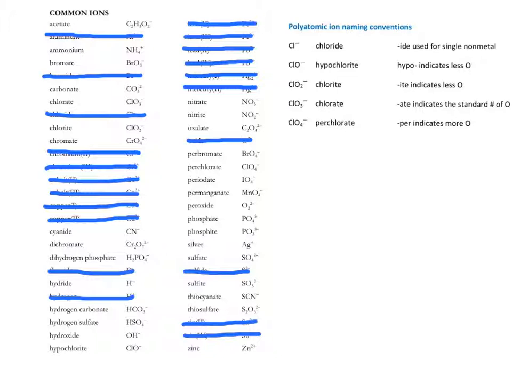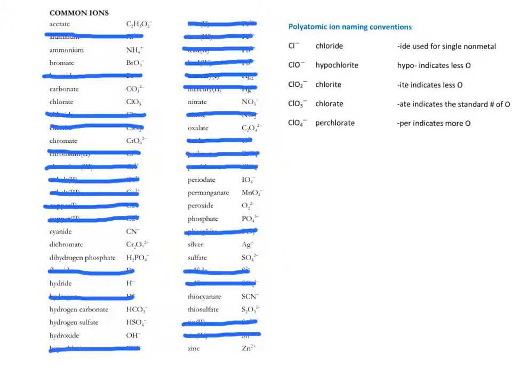So what I would suggest then as you're going through and working on these and trying to memorize them is really only focus on the ones that have ate and that don't have the prefix per there. And so it's going to cross off a whole bunch more on our list that we really don't have to study. Let's take a look at what we have left.